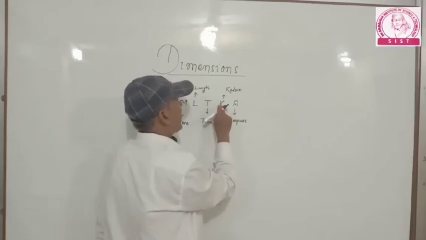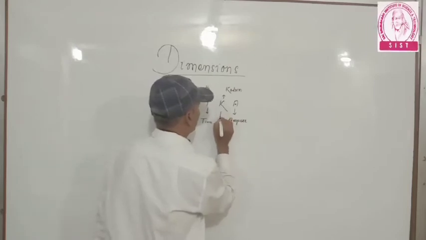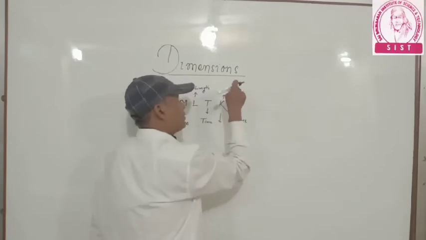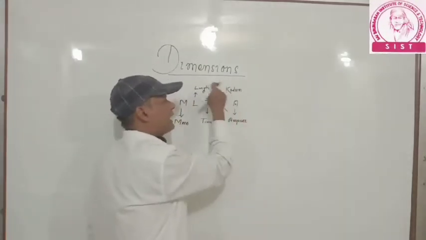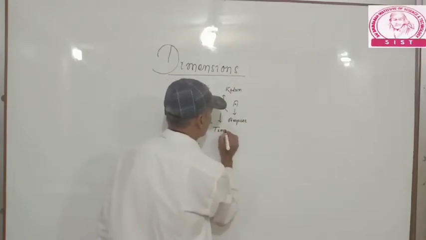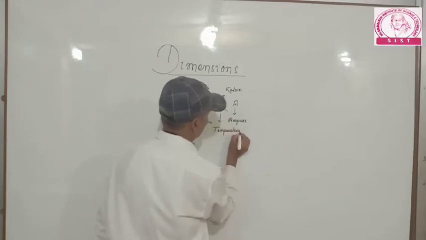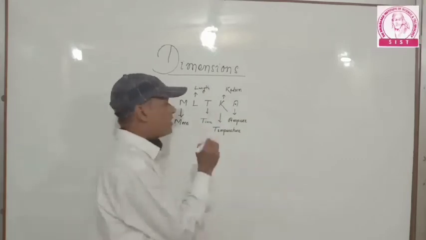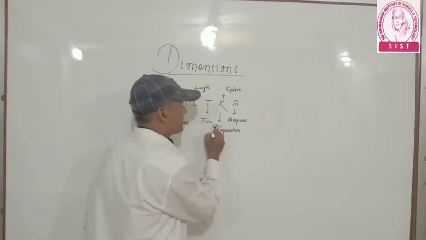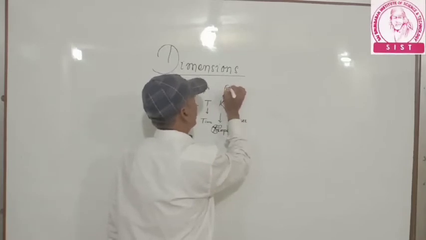But here it is K. K means Kelvin. Kelvin is not a physical quantity. Kelvin is a unit. Then whose unit is Kelvin? Temperature. So temperature is the physical quantity. But we cannot take T here. No, we cannot take it. But we have to take the first letter of the unit, K.